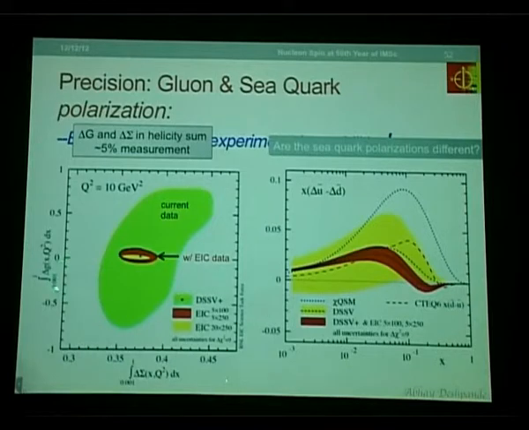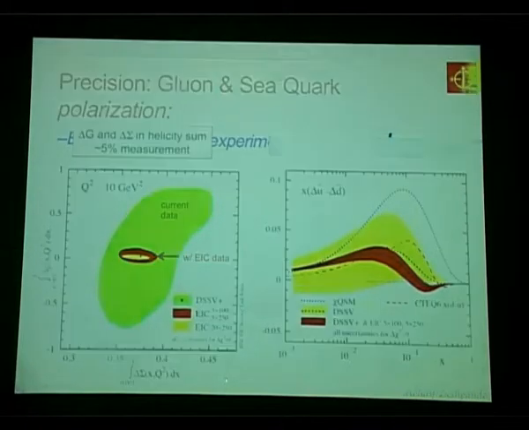This is the current delta G versus delta sigma plot. These are the uncertainties as we know of today. With the EIC data, you would start getting uncertainties, islands reducing like that. The anti-quark distribution functions and their spins also start getting reduced from the yellow bands to the red band. I did not talk about that today.